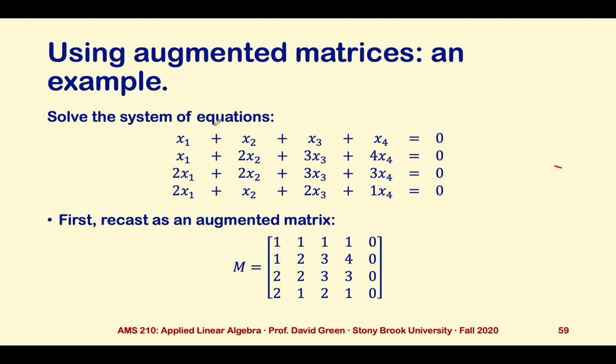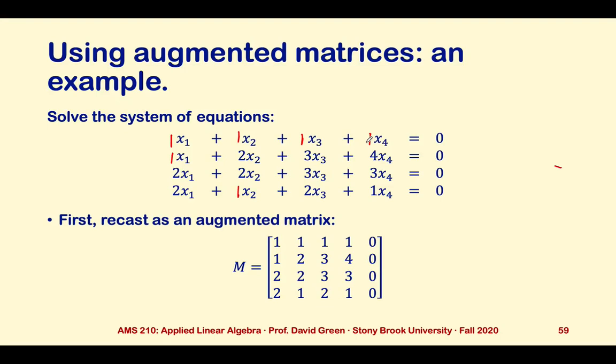The first step in working with an augmented matrix is to take this system of equations and recast it as an augmented matrix. It is really as simple as writing down the coefficients and the right-hand side in a matrix form. The only thing we need to keep track of is to remember that all of these places that have a variable by itself should have a 1 in front of them.